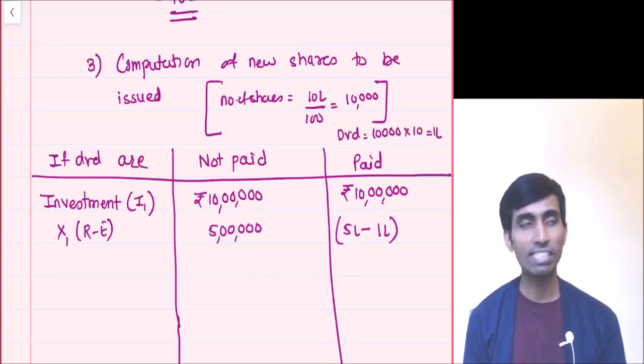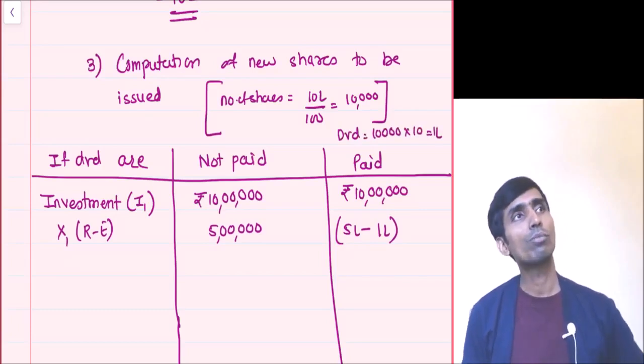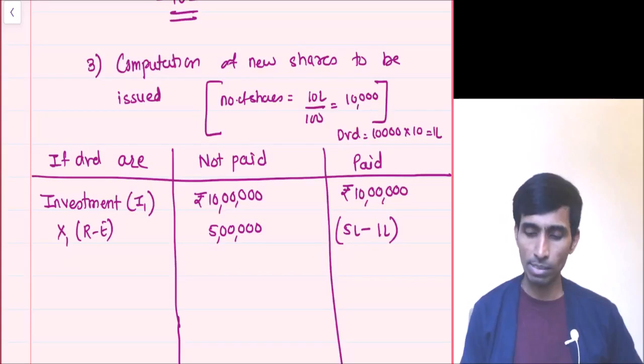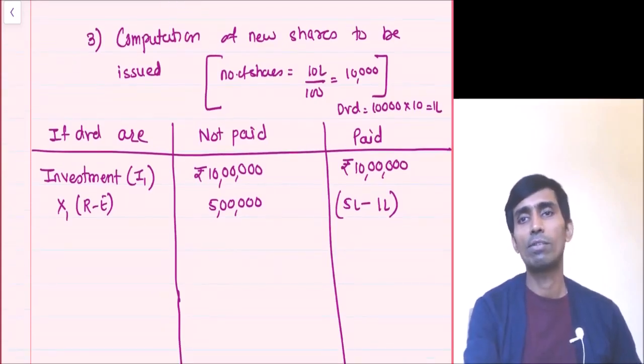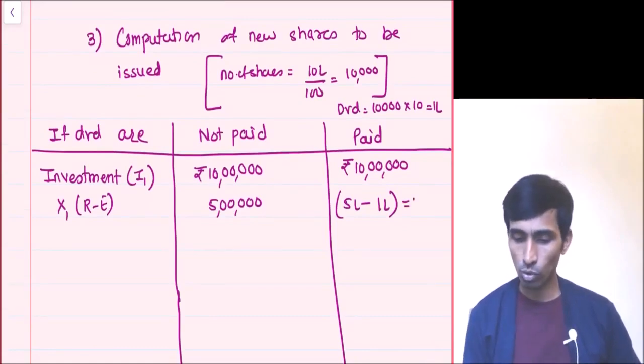Please write this somewhere. This working should be done somewhere. You can include it after this table also, leave some space and do this. Otherwise there will be confusion about how much has been paid. So this is 4 lakh.